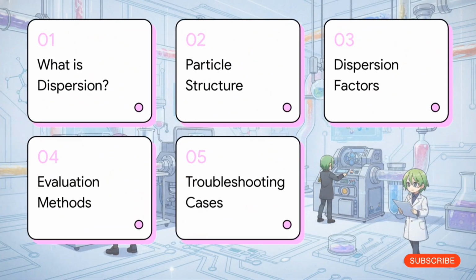Here's our roadmap for this explainer. We'll quickly define what dispersion actually is, break down pigment particle structure, look at the processing factors affecting quality, run through evaluation methods, and then wrap up with some real-world industry troubleshooting cases.